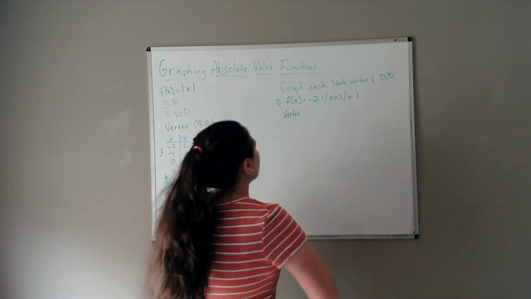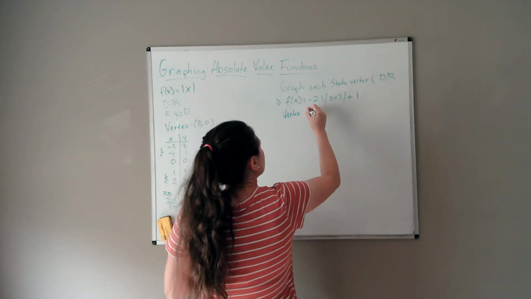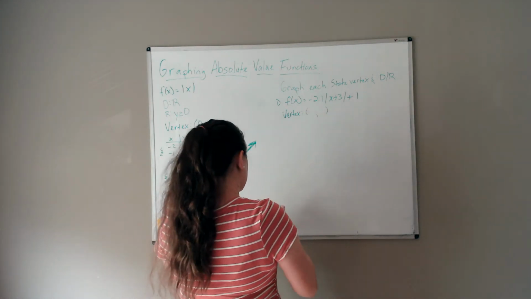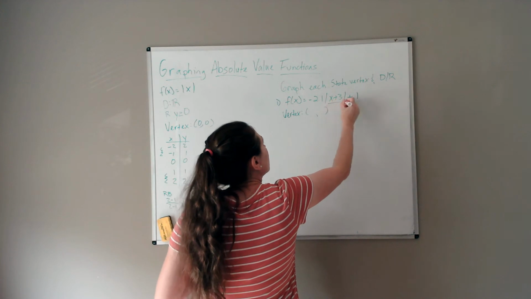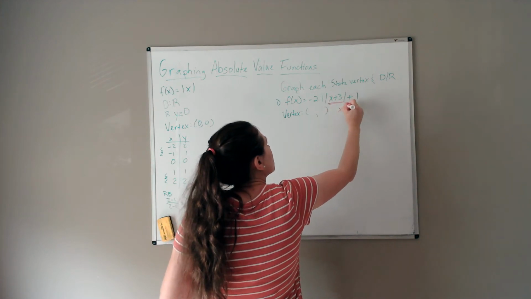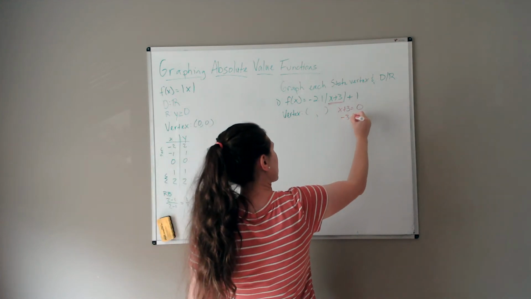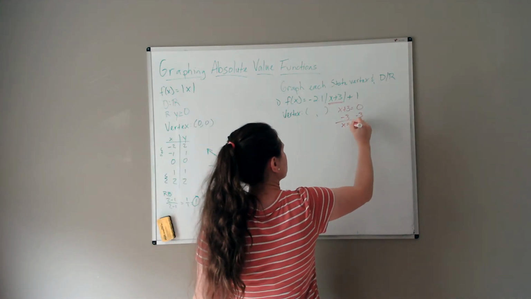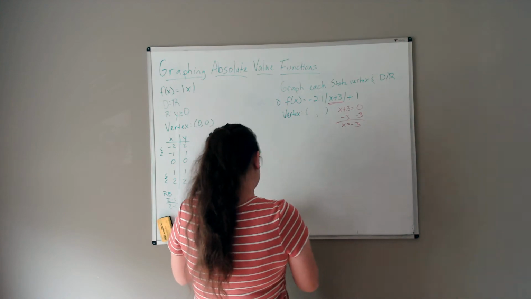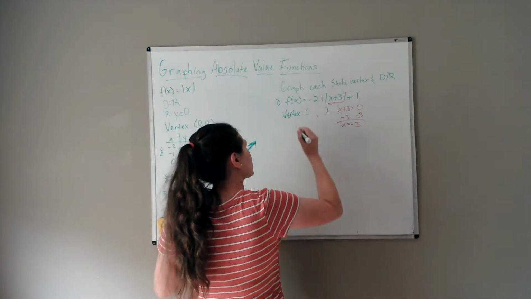So what's important when finding the x coordinate of the vertex is what makes x plus 3 equal 0. Okay, so if I subtract 3 from both sides, I get x equals -3. So the x coordinate of my vertex is -3.